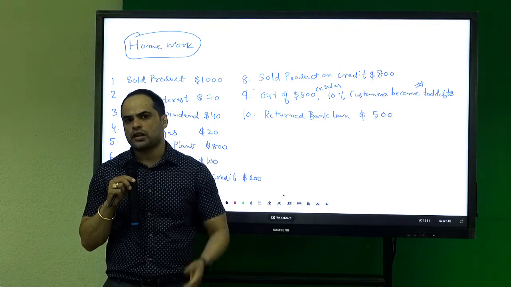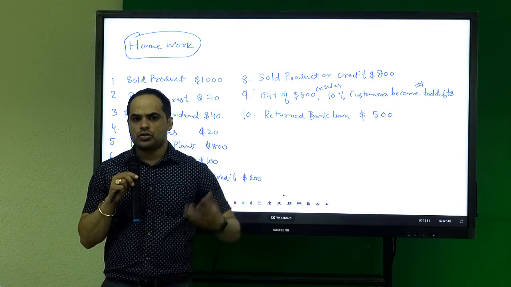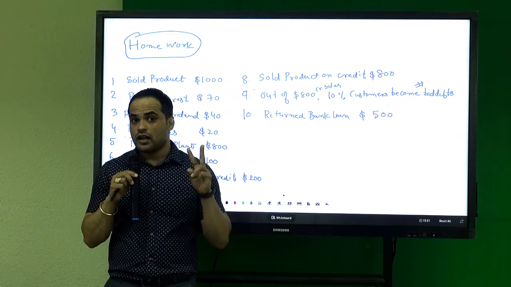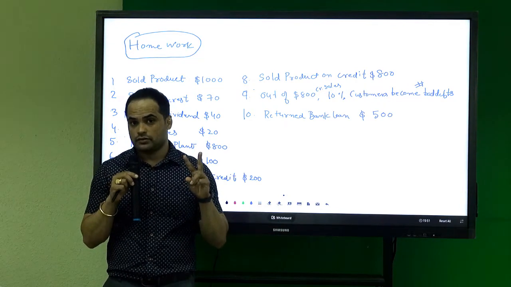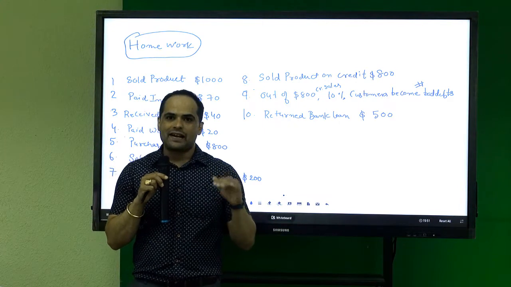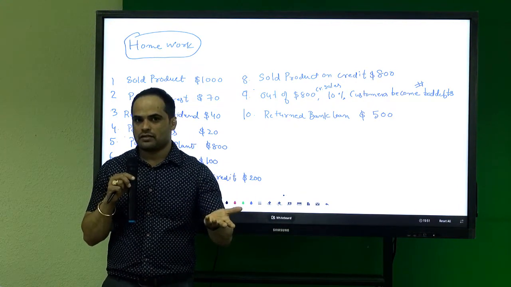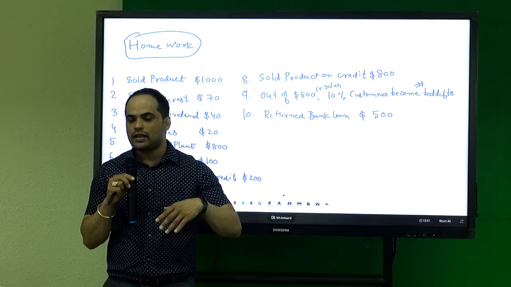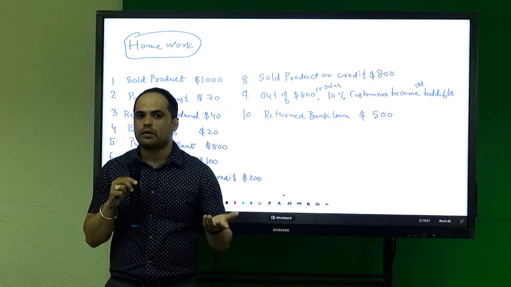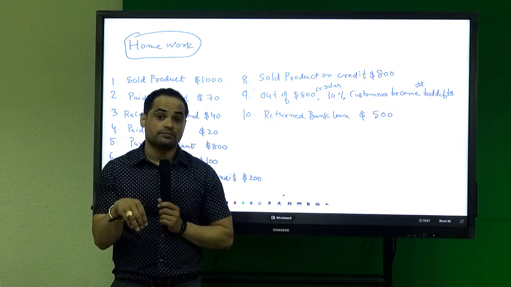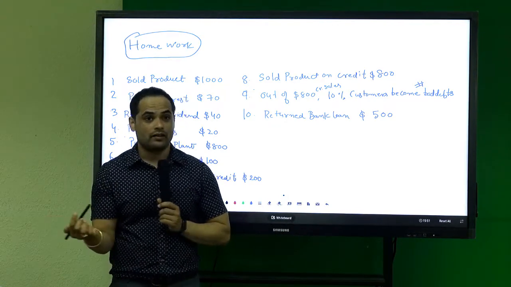Alright, so what will be the journal entry? Two accounts are affected. One is the bad debts account. The second one is the accounts receivable account. Why? Because bad debts is your loss. So that's why bad debts is debit. Credit will be accounts receivable. Why is accounts receivable credit? Because accounts receivable reduces, since you don't receive money back from those people.